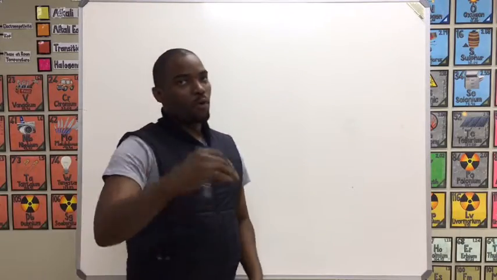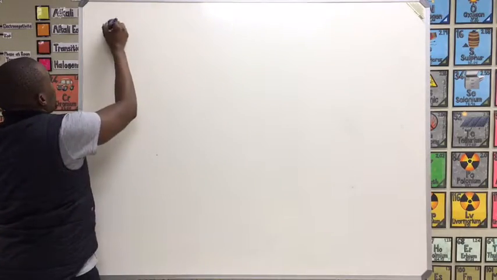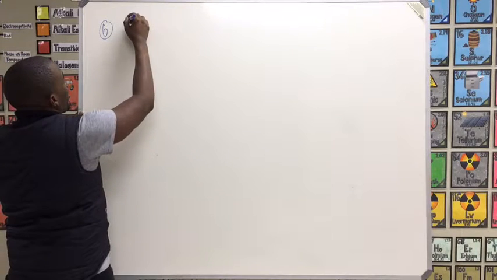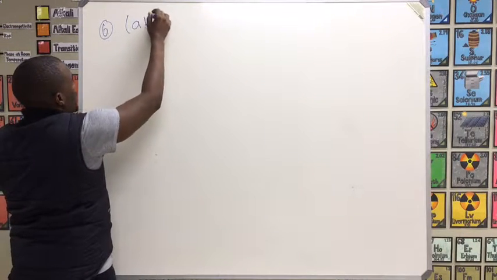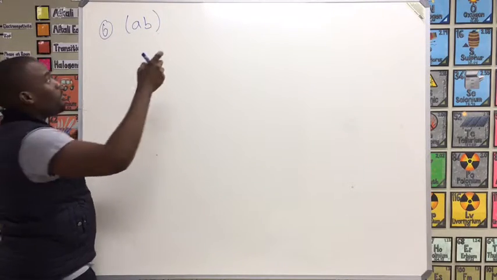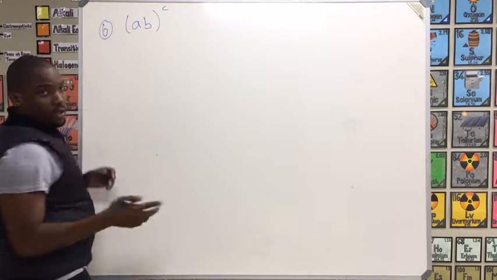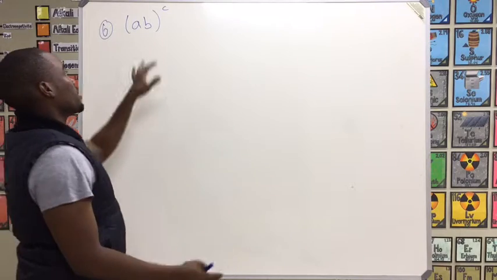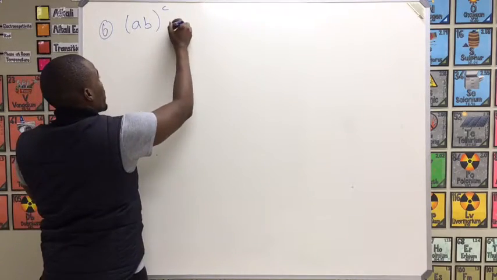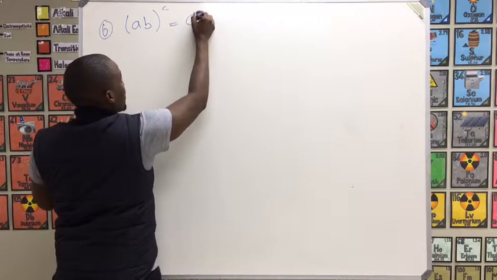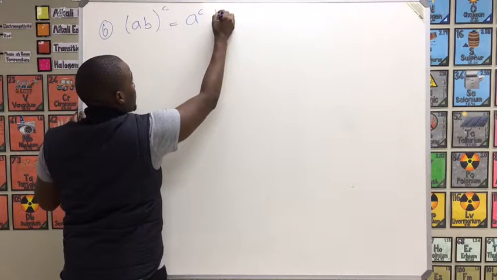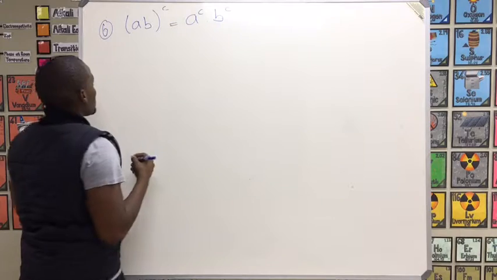So now let's look at a few more exponent laws. If I had a number a times a number b, and they were both raised to another power, let's call that c, we then exhibit the distributive property of exponents. The b gets its own exponent, and so does the a. So that becomes a to the power of c times b to the power of c.